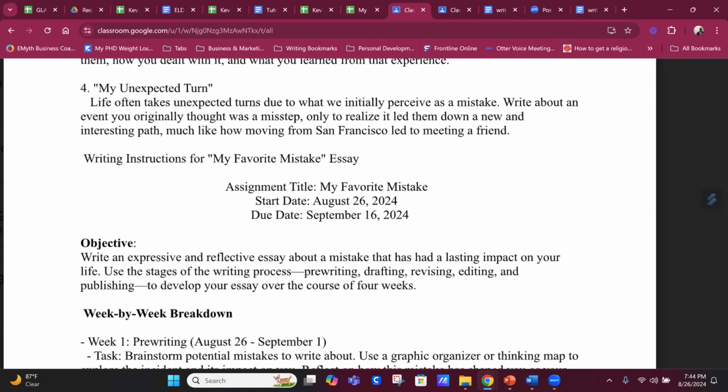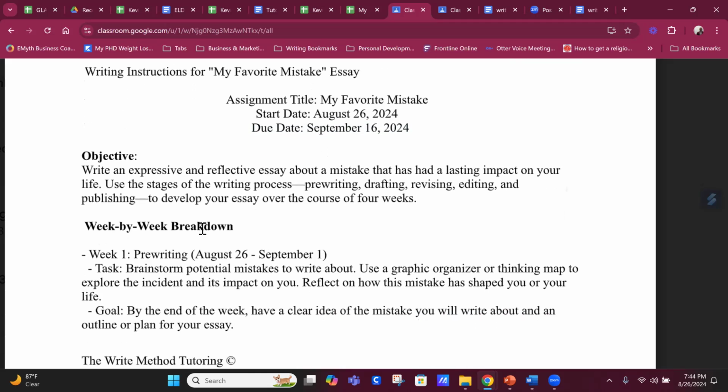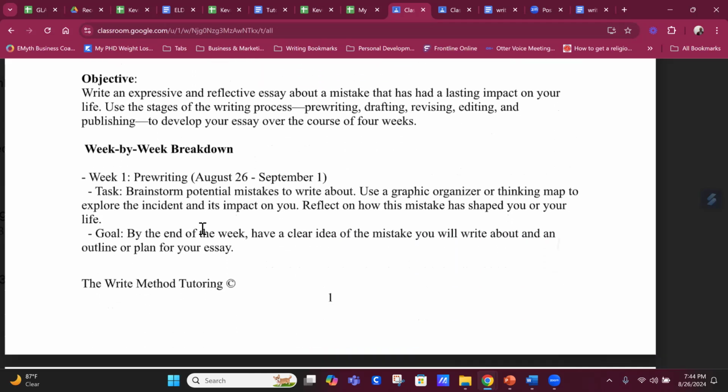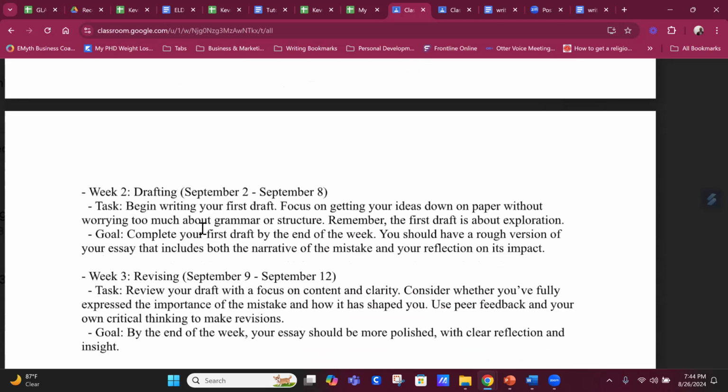You can see here in the example, and by the way, this is probably outdated by the time you're watching this, but the point is on day 1, which is our first day, students, we went through the writing assignment and it's due 4 weeks later. The objective of the writing assignment is listed here, the week by week breakdown, so that students have a clear roadmap.